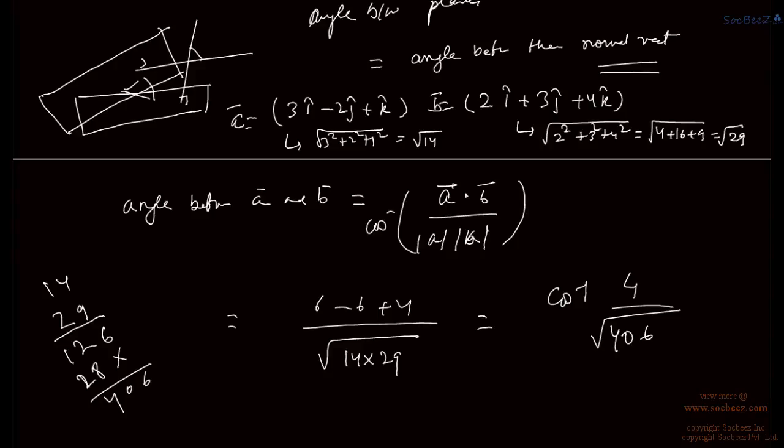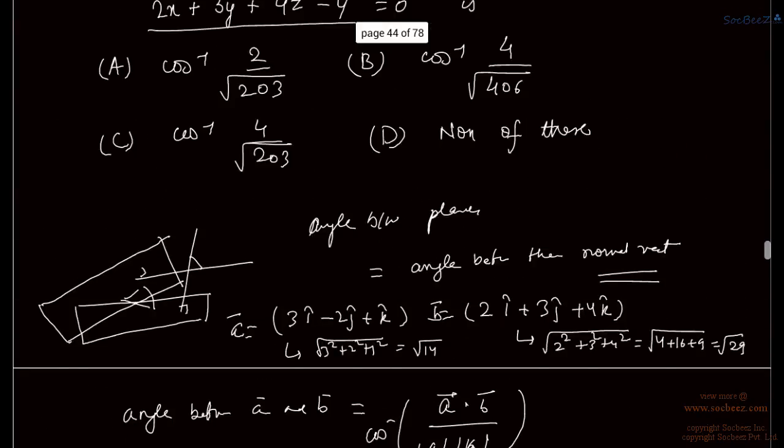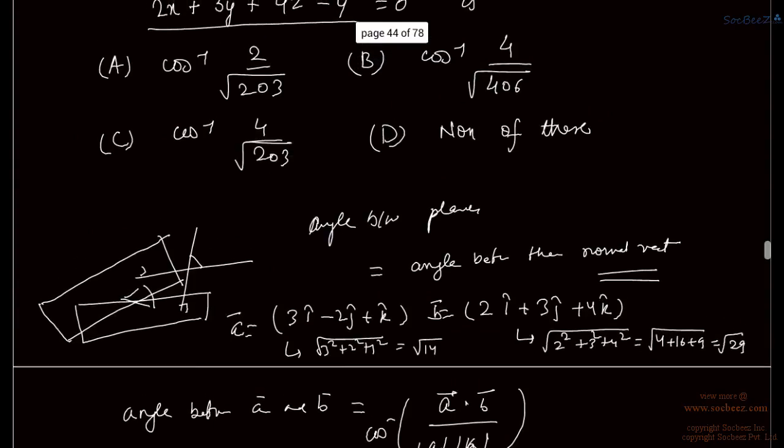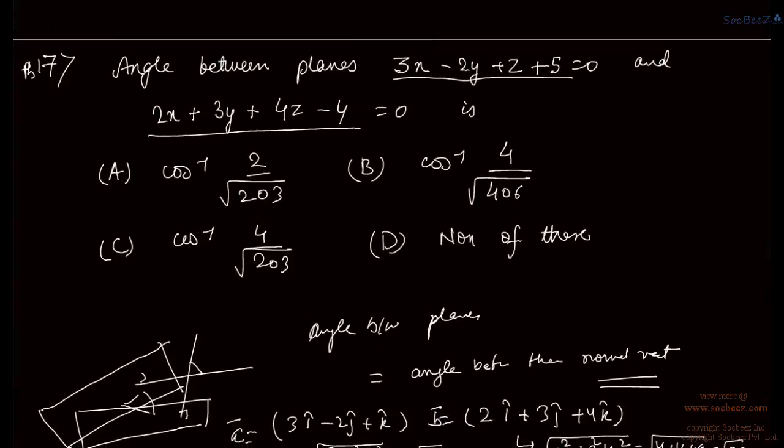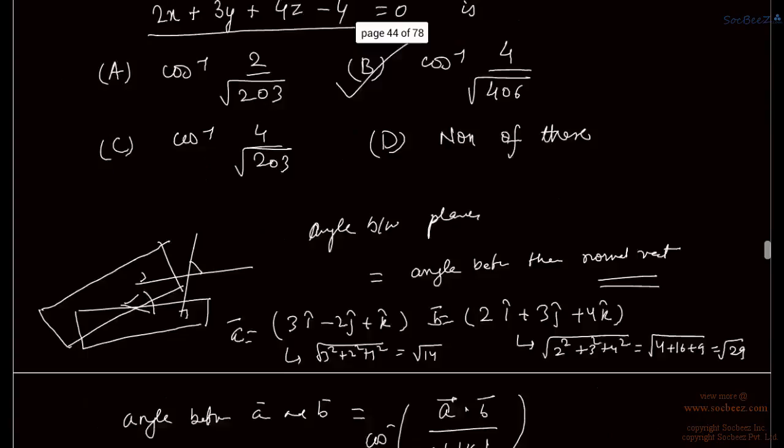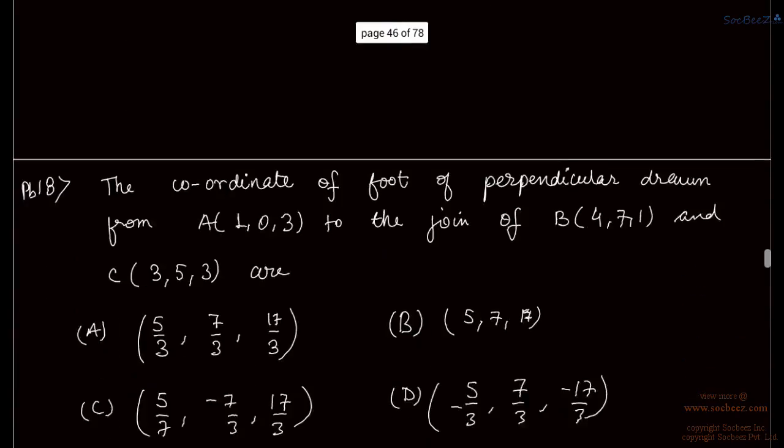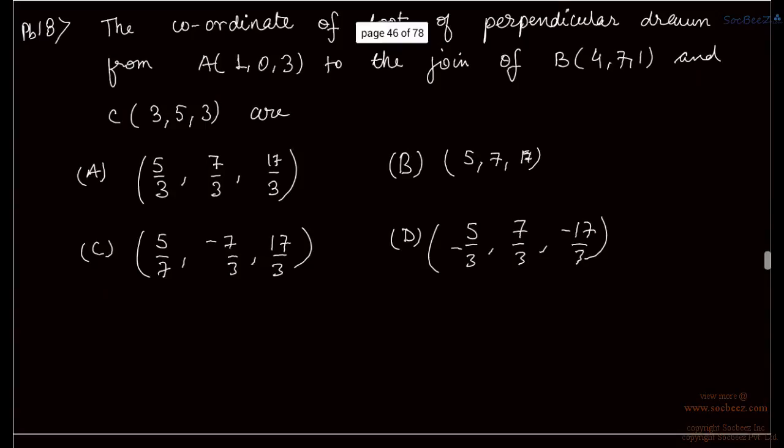Right. So from here option B is the correct one, right? Root, cos inverse of 4 upon root 406. Okay. So moving to the next question.